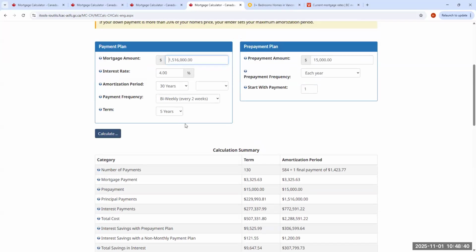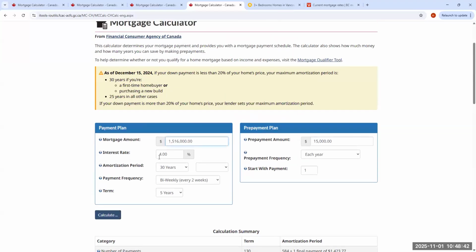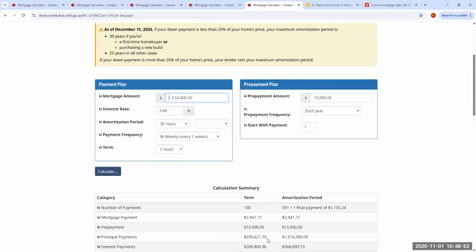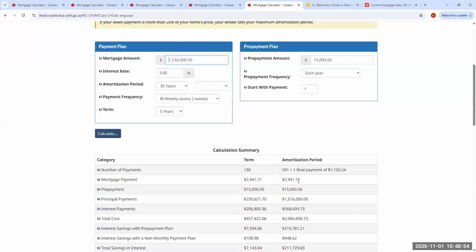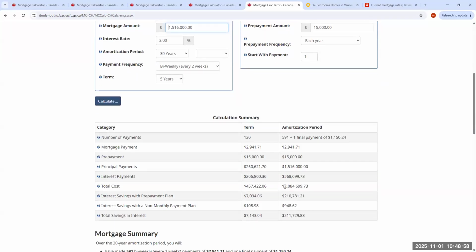And you can check different scenarios here. What's going to happen, let's say, if the interest rate changes? Let's duplicate this and let's go with the 3% interest. Then your payment's going to go down. And the total interest that you have to pay is 568.